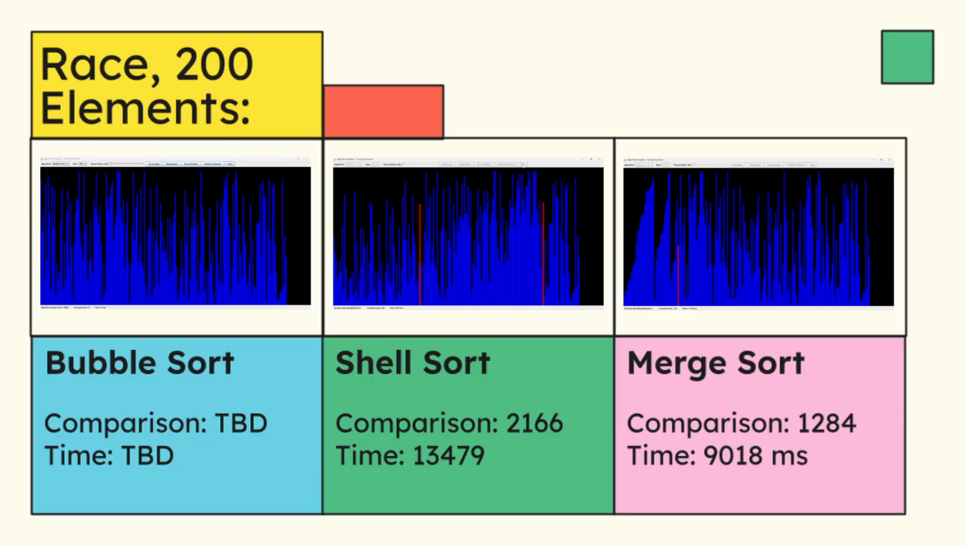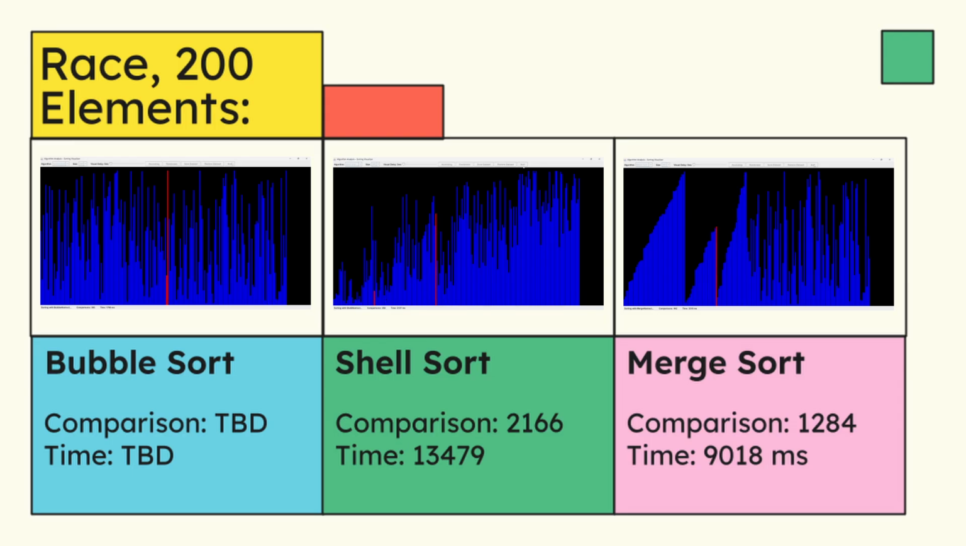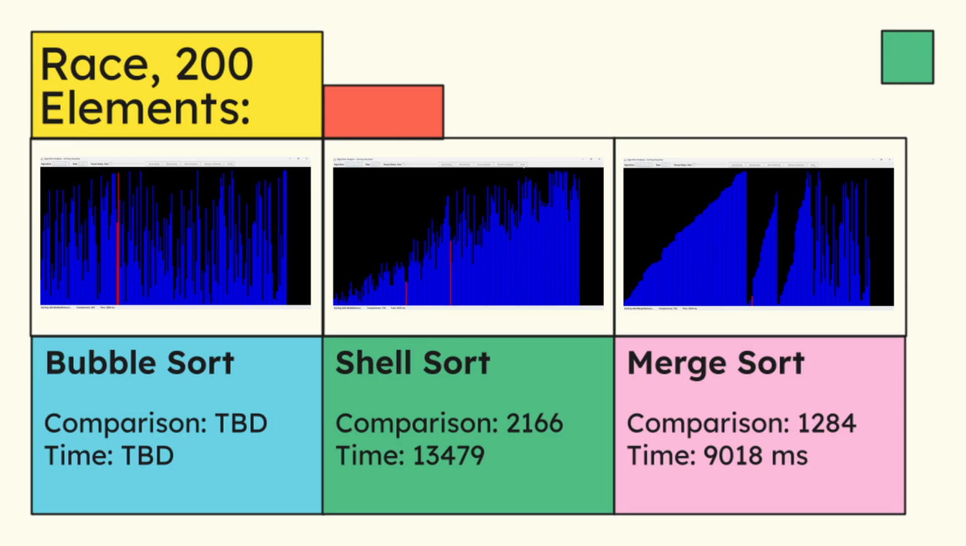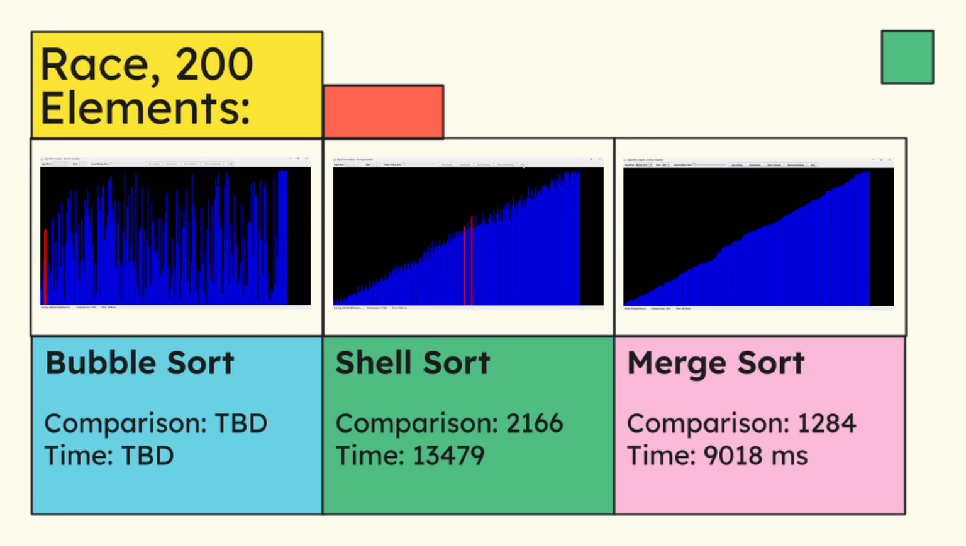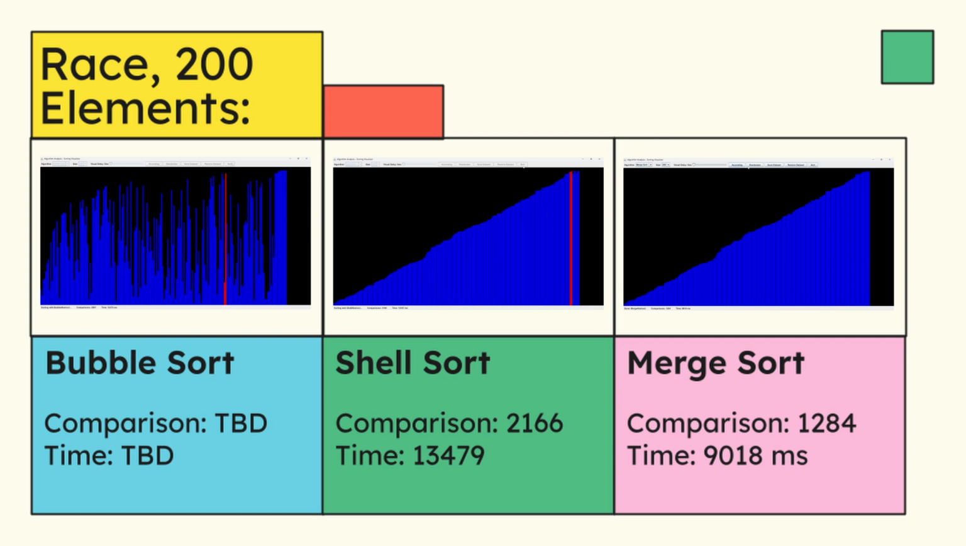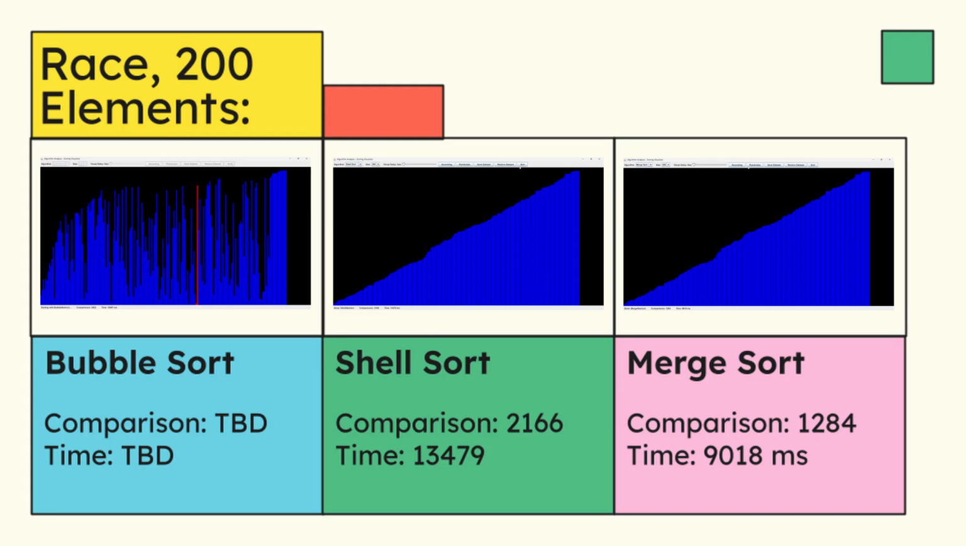So, what's next? Well, let's see what happens when these algorithms run head to head against the same data. And look at that. As you may have expected, merge sort is already done. And coming in close second is shell sort, and bubble sort is still working. I'm gonna leave that running as we conclude the presentation.